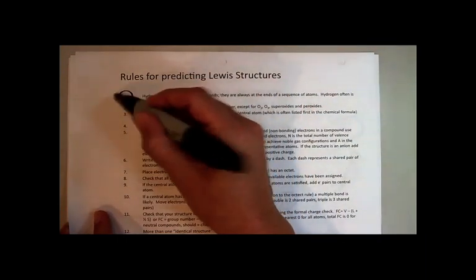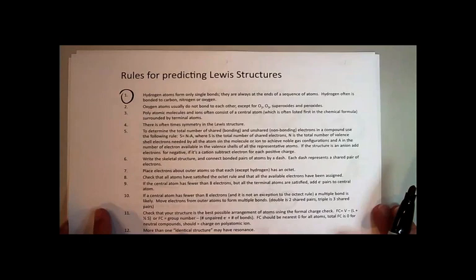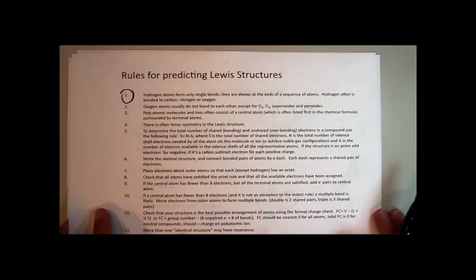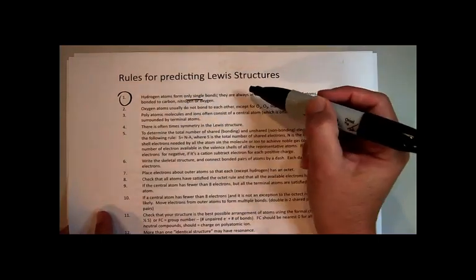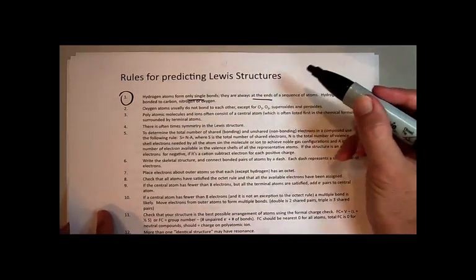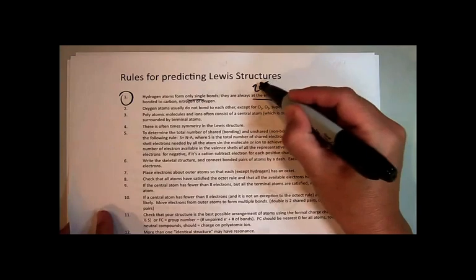The first rule, though, I'll point out right here, is hydrogen atoms form only single bonds. So they're always at the ends of a sequence of atoms. Also, if you're given a choice, hydrogen is often bound to carbon, nitrogen, or oxygen. So that's just like a little rule, FYI, to keep in the back of your head. And the reason why they only form single bonds and that they're always at the ends is because they only need 2 electrons to satisfy their octet.